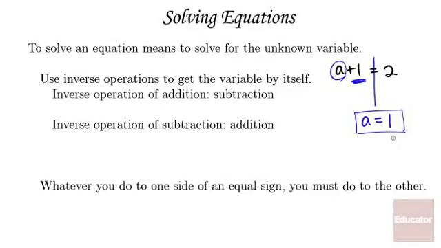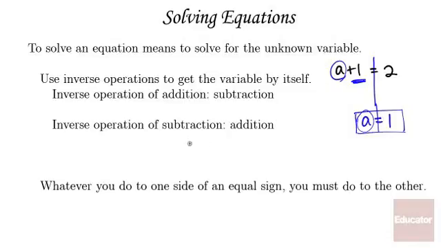Now, when the equation gets a little bit harder, you want to use inverse operations to solve for this variable. Because once you have the variable by itself, you have solved the equation. So if I want to solve for this variable, I have to get rid of this 1. The inverse operation of addition is subtraction. So it's kind of like the opposite. What's the opposite operation? It's subtraction.